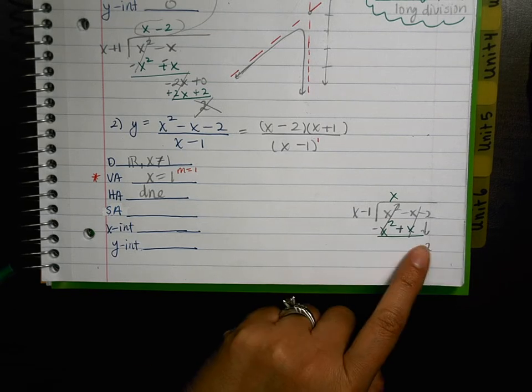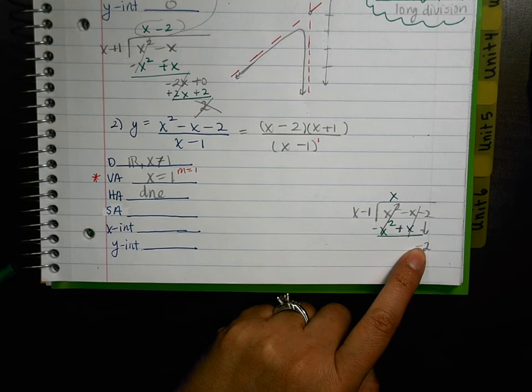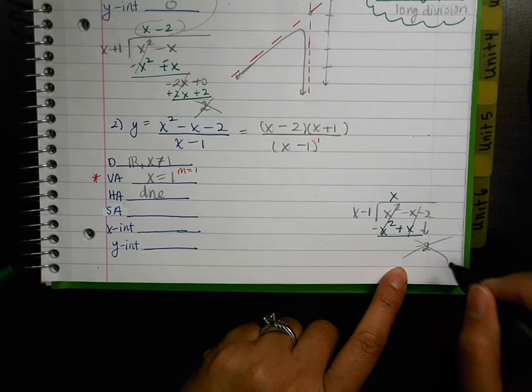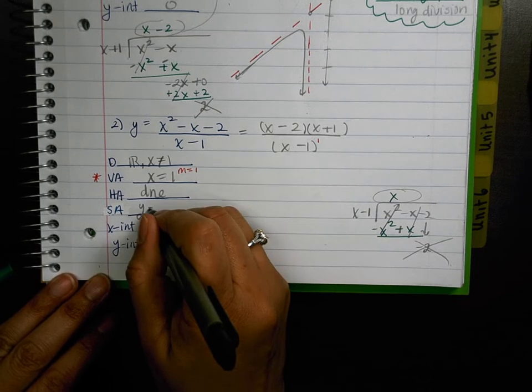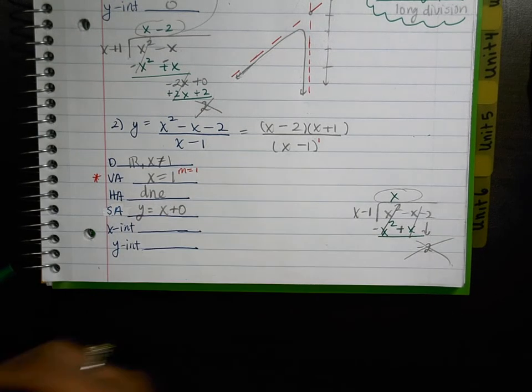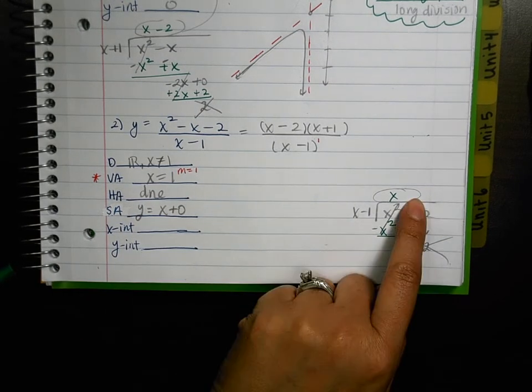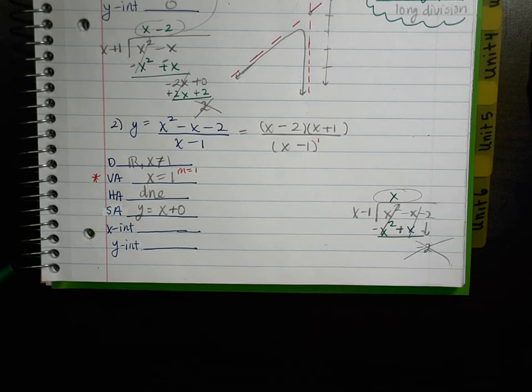Is this the remainder? Do I care about the remainder? This is all I'm going to use. Only thing is, I'm going to put x plus 0. You do not have to. There wasn't even a 0 there, but I'm doing it, and I'll show you and explain why once I graph.